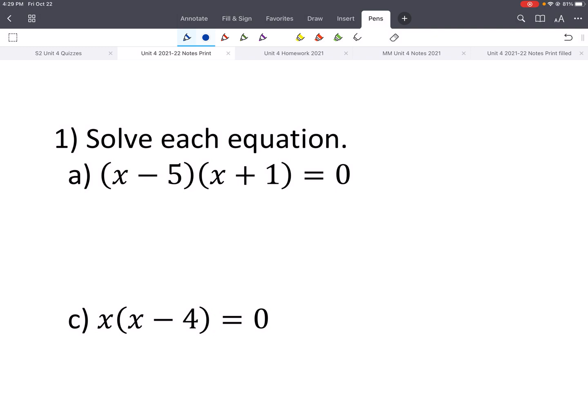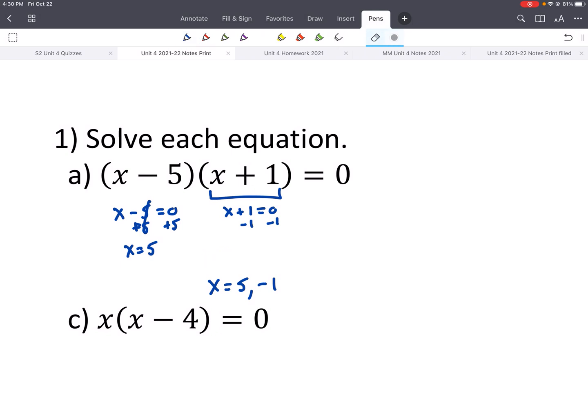All right, so let's use that information to solve these equations. So what are our solutions? What would we have to do to end up getting our solutions? So either x minus 5 has got to be equal to 0, because if it's 0, then the whole thing goes to 0. So if we added 5 to both sides, we'd get x is equal to 5. So that's one of our solutions, x is equal to 5. Or this has got to be 0, so x plus 1 has got to be 0. And our other solution would be negative 1. Okay?